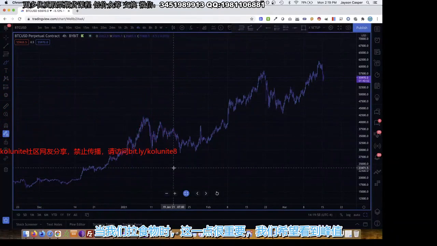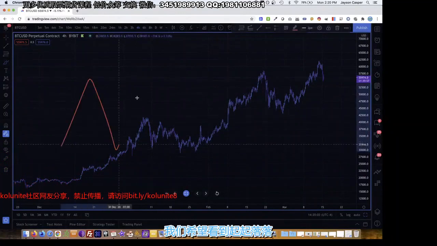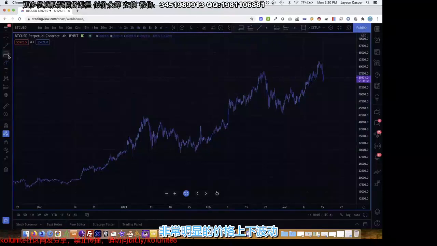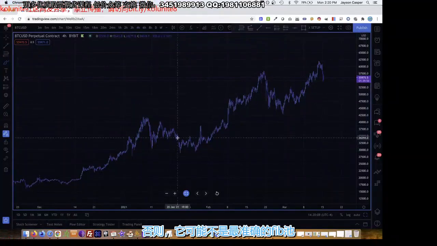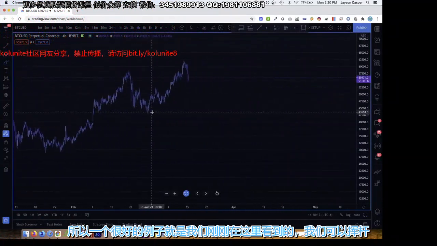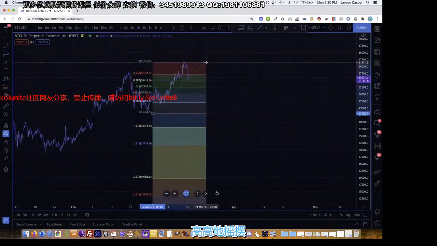And this is important. When we're doing our fib pulls, we want to see peaks and valleys. We want to see mountains. We want to see ups and downs, very clear price action up and down like that. Otherwise, it might not be the most accurate fib pull. So a good example would be what we just saw right here, where we can take our swing low to our swing high.